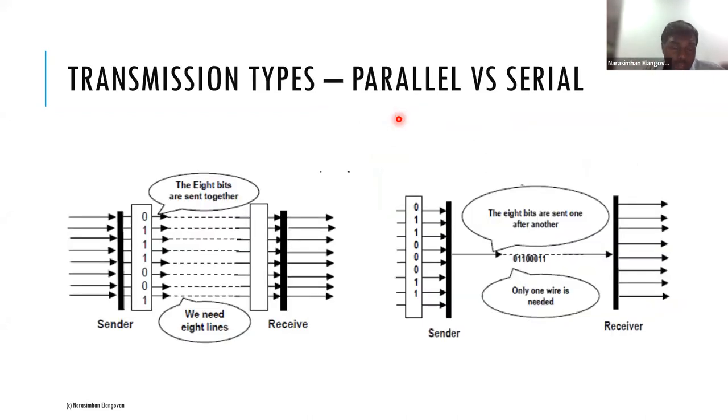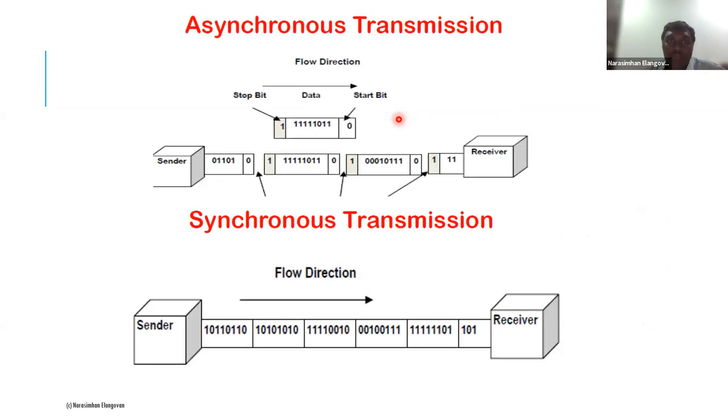Transmission modes, parallel versus serial. What you see on the left hand side is parallel. Printer, your dot matrix printers use parallel transmission. 8 bits of data go in parallel, right? 8 bits. Whereas serial is one after the other. Your USB uses a serial transmission, right?